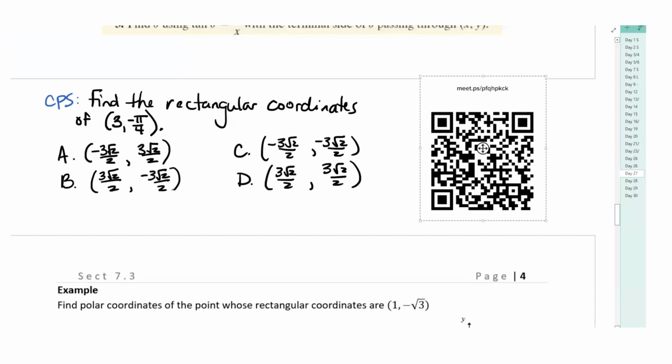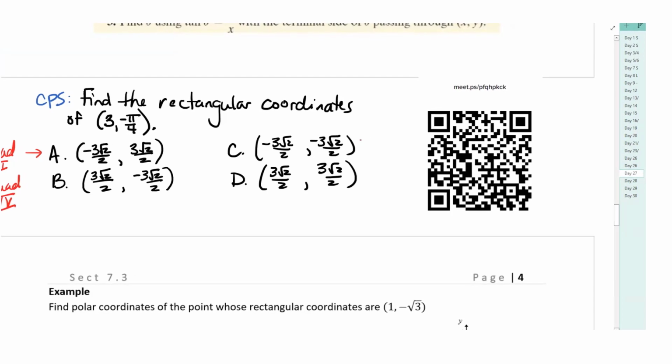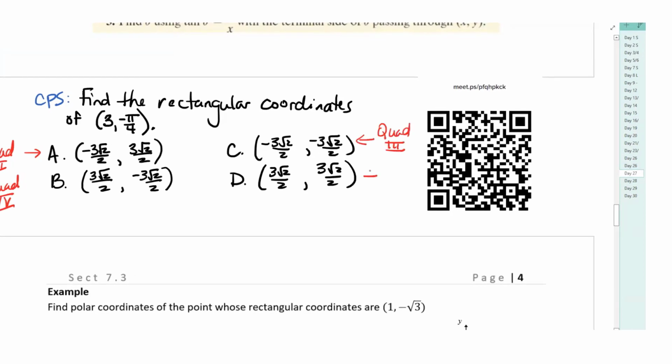Notice that all of these have the same X, Y values except for the sign, right? So A is in what quadrant? Quadrant 2. What quadrant is B in? Quadrant 4. What quadrant is C in? 3. And D, of course, is in quadrant 1. What quadrant is -pi over 4 in? We're going down in this direction, right? By pi over 4. So we're in quadrant 4. And really, that's all you needed to know because that's the only one that's in quadrant 4. It would have to be that answer.